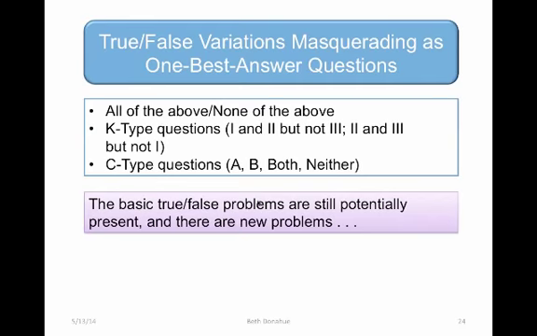In the opposite direction, sometimes you think you're writing one best answer questions, but they're really true-false variations because you're kind of using cheater methods within the questions that allow the student to pick more than one of your responses as being accurate. These are all of the above or none of the above, K-type questions, which I'll show you an example of, and C-type questions. And I'll show you an example of one of those as well. And for each of these three variations, there you have some of the basic true-false problems and a few other problems in addition.